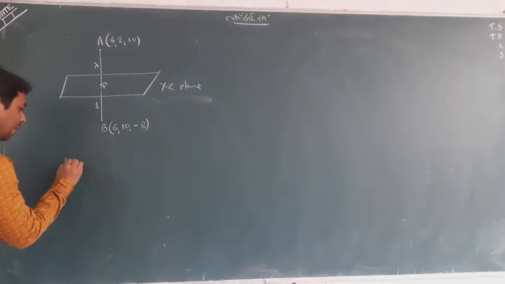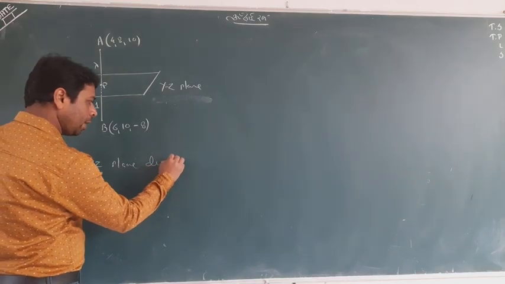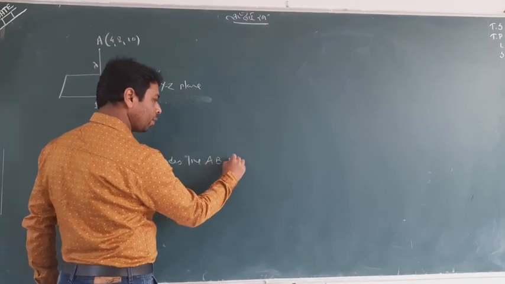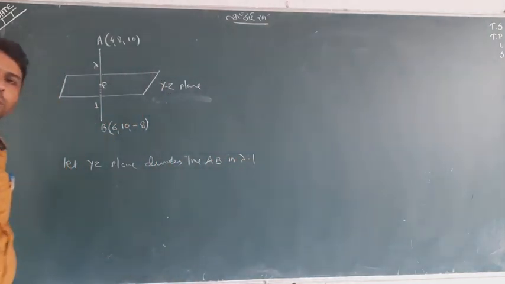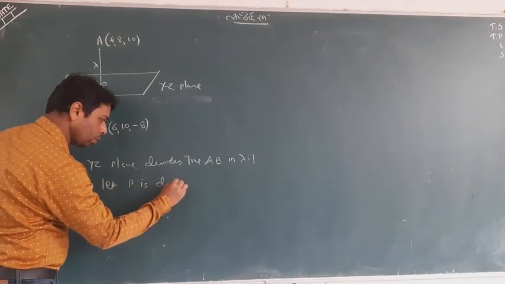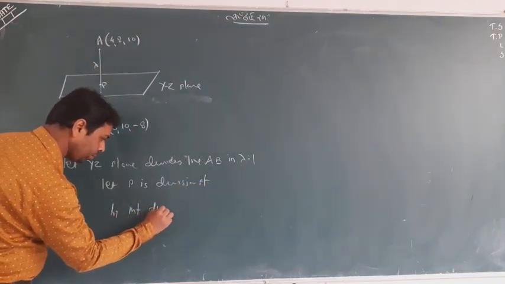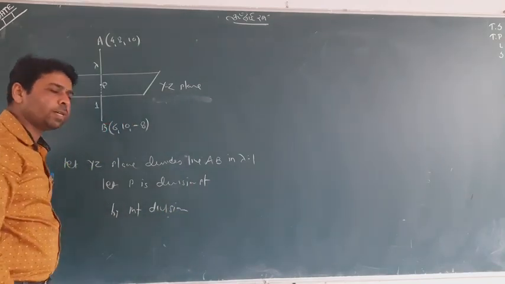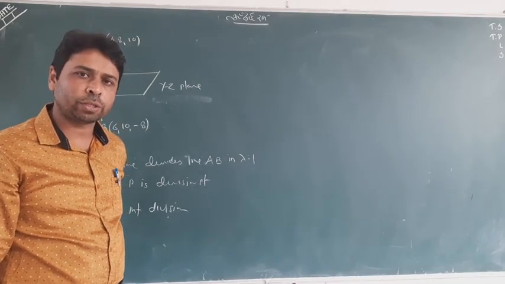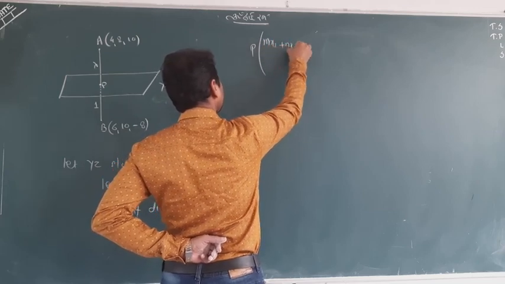So I start writing: let the yz plane divide line AB in the ratio lambda is to 1. First I'll find the value of P, the division point, by internal division. I always request you, whenever you don't know what kind of ratio it is, always take an internal division. So P, you know the formula, (mx2 + nx1) upon (m + n).